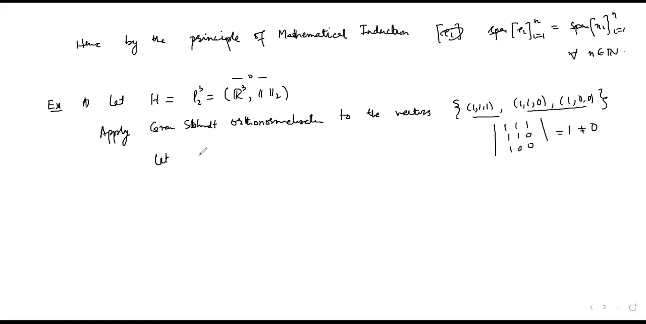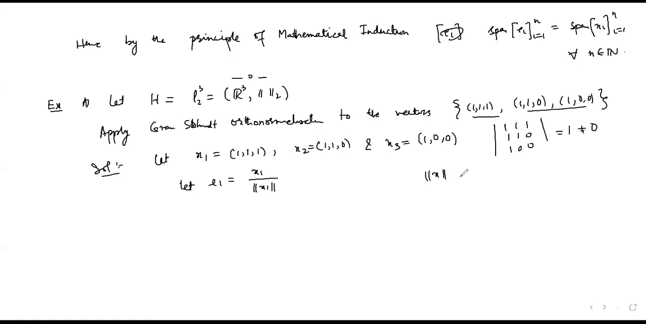Now, let's call this x1. We call (1,1,1) x1, (1,1,0) x2, and x3 be equal to (1,0,0). Now these are linearly independent vectors. So as we did in Gram-Schmidt, let E1 be equal to x1 by norm of x1. Norm of x1 will be the usual length. Norm of x1 under this Euclidean norm is equal to square root of 1 squared plus 1 squared plus 1 squared, that's equal to square root of 3. So E1 is 1 by root 3 into (1,1,1).